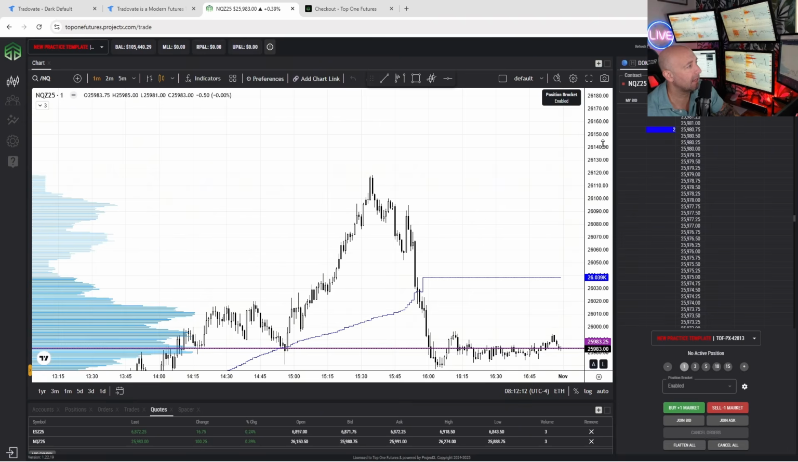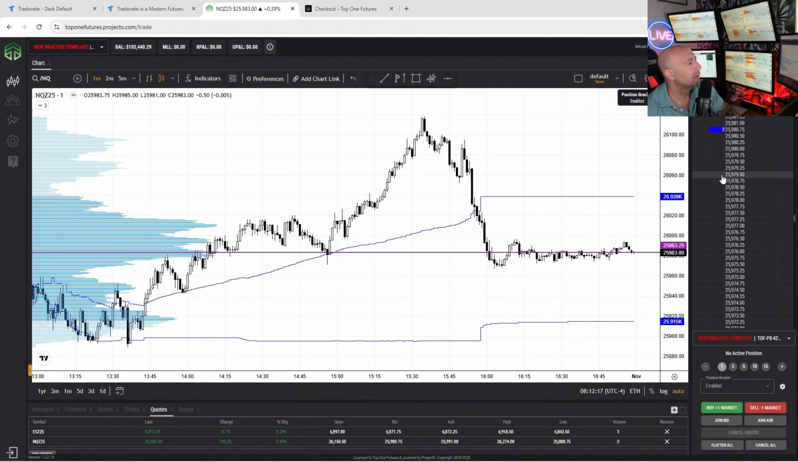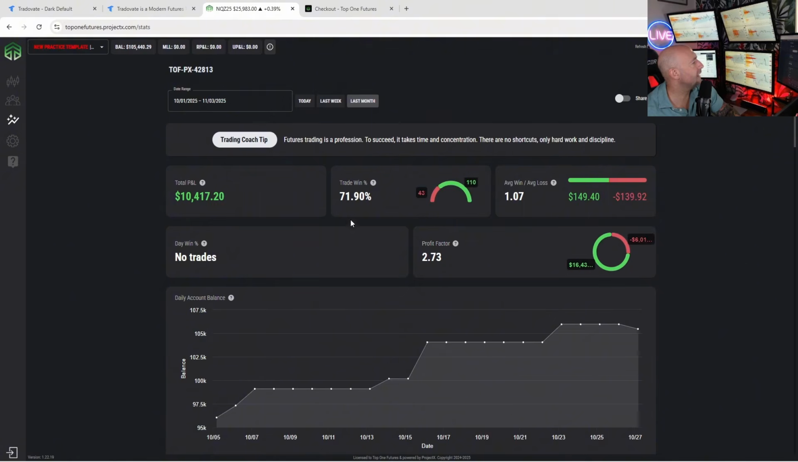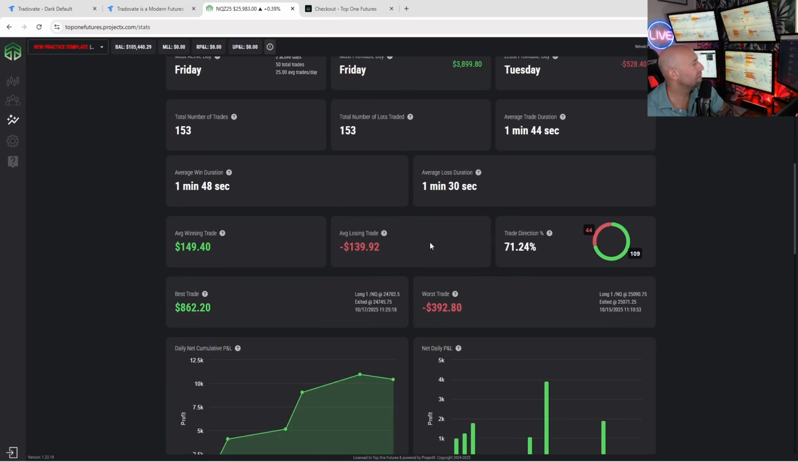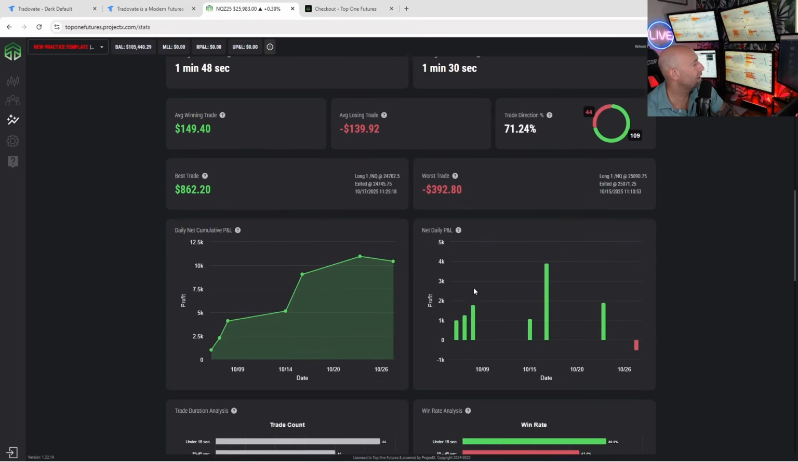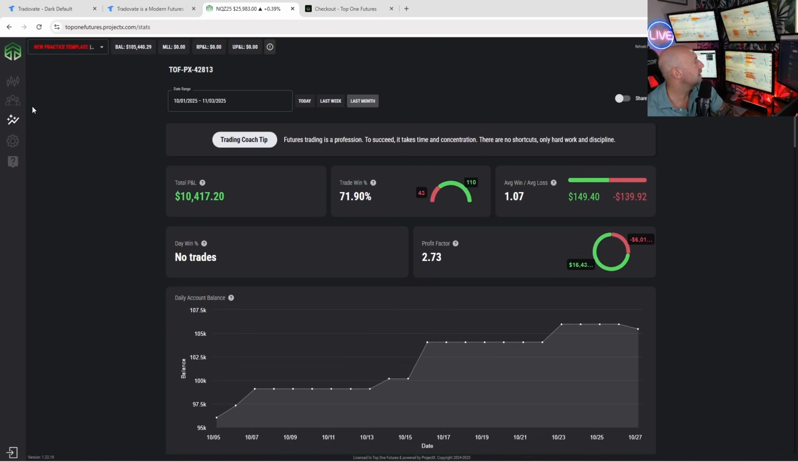This is Project X. This is their trading platform. It's an excellent trading platform. Okay. It's really easy to use. Here's your DOM, your buy, sell, change your position size. You have all your indicators in your charts here. All right, your balance, profit target. You have your performance stats. All right, number of trades, 153. My average winning trade, average losing trade, trade direction, long, short, best trade, worst trade, times a day. Lots of great insight on this.